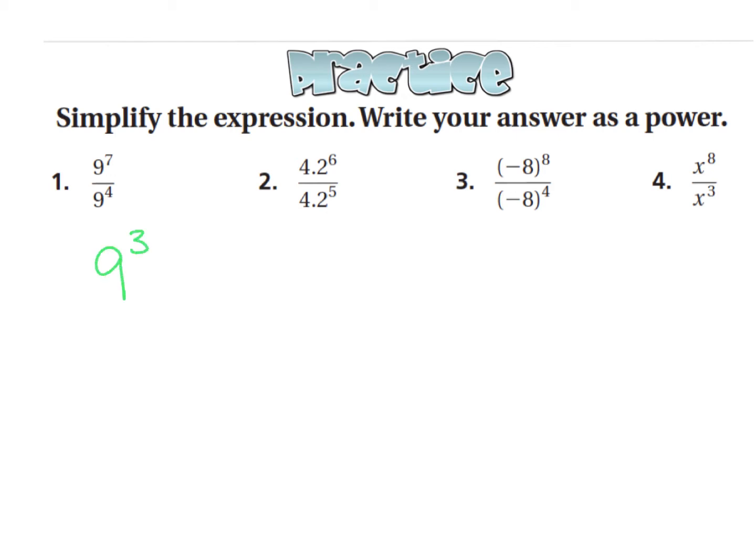9 to the power of 3, 4 and 2/10 to the power of 1, negative 8 to the power of 4, and x to the power of 5.